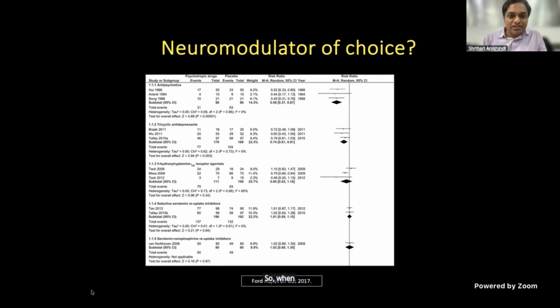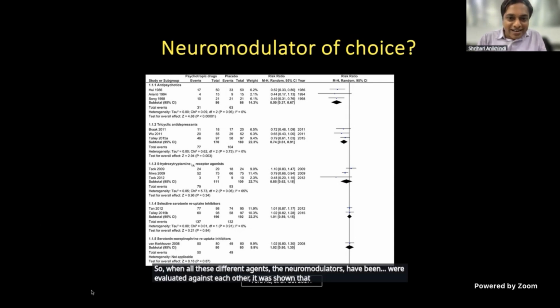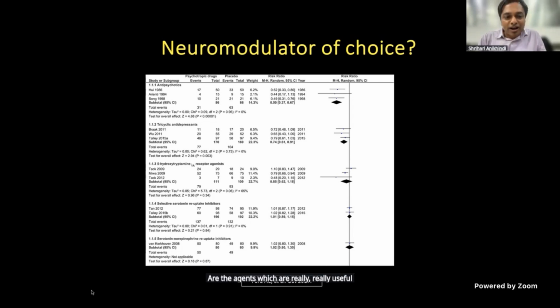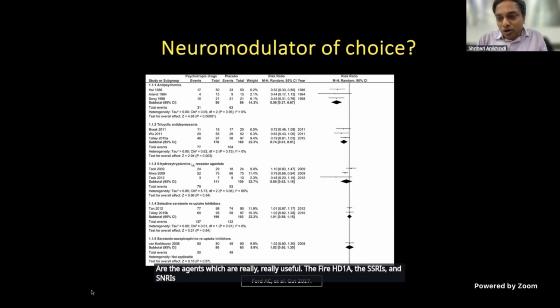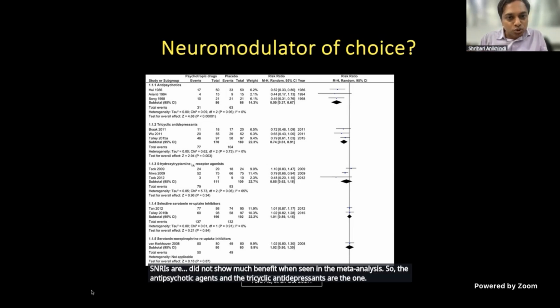So when all these different agents, the neuromodulators, were evaluated against each other, it was shown that the antipsychotics and the tricyclic antidepressants are the agents which are really, really useful. The 5-HT1A agonists, the SSRIs and SNRIs did not show much benefit when seen in the meta-analysis. So the antipsychotic agents and the tricyclic antidepressants are the ones which have shown benefit.